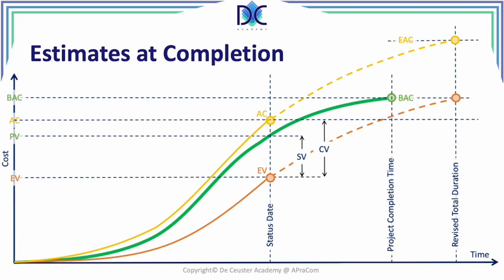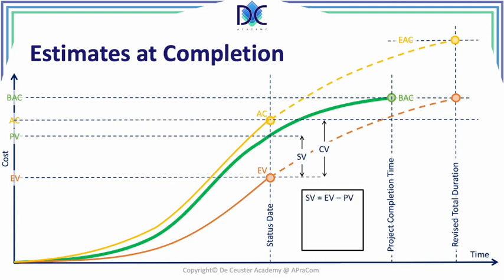Based on this, we also extrapolate the actual cost, and we do this until we arrive at the new completion date of the project. And here we find the estimate at completion, which is basically the expected cost of the project when it is completed. When we look at the different parameters, we still have the schedule variance.